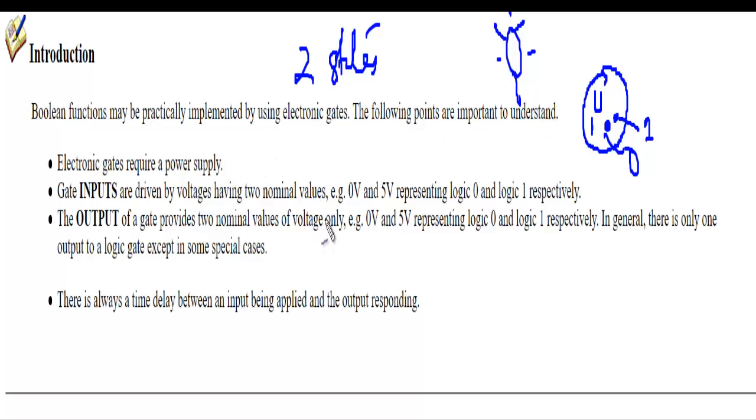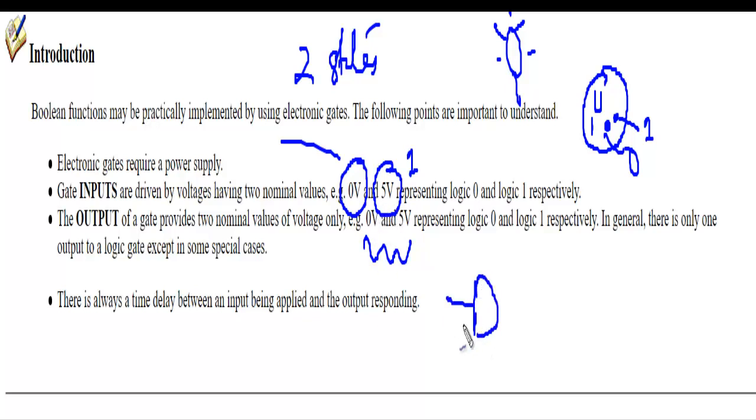In the case of electronic gates, we use voltage. We use 0 volt for 0 and 5 volt for 1. This is also called positive logic. We have inputs where we apply these voltages, and outputs where we receive these voltages. There may be some subtle time delay between the input to the gate and the output coming.